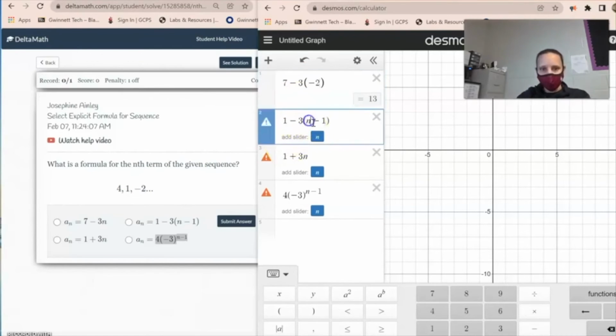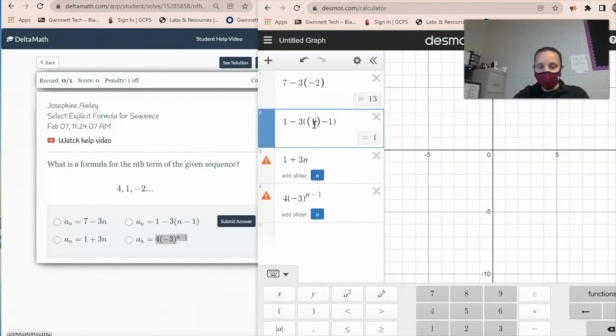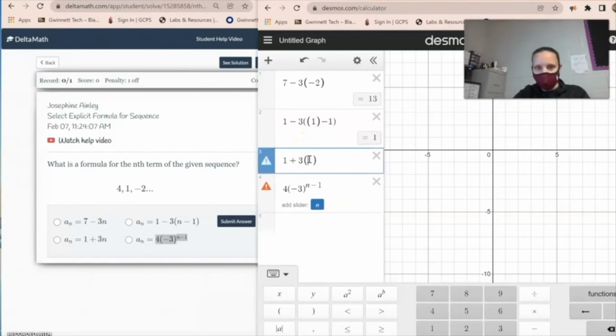So now I'm going to check B. Wherever I see n, put it in parentheses. I'm going to put the first term. Do I get 4? I don't, so it's not that one. I'm going to go to C, put parentheses for where n is. So that's what I'm doing.